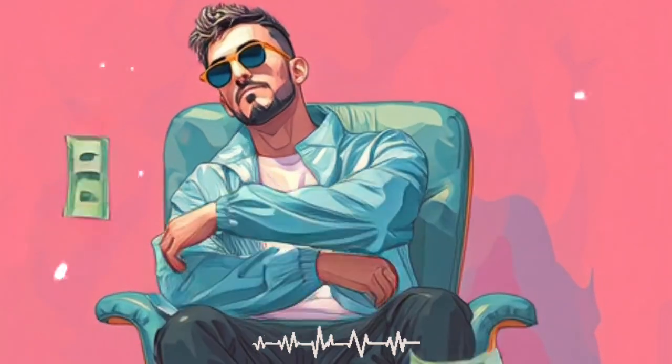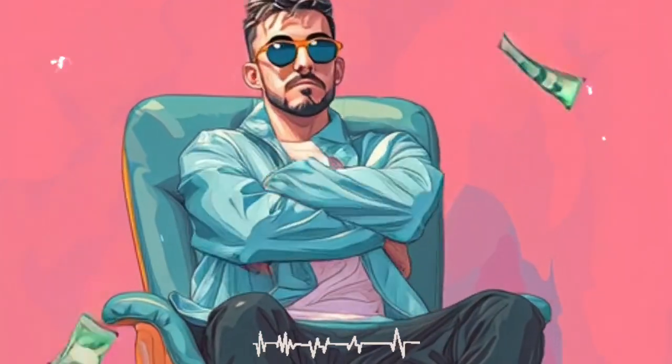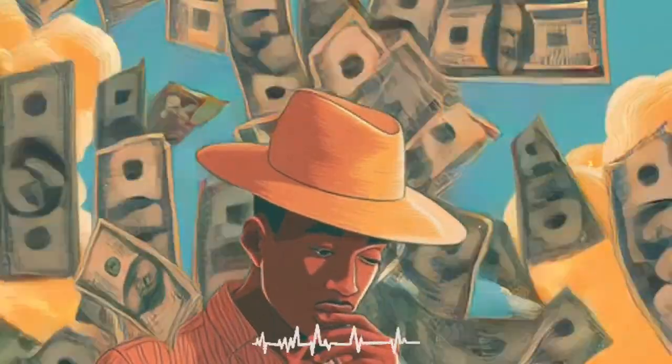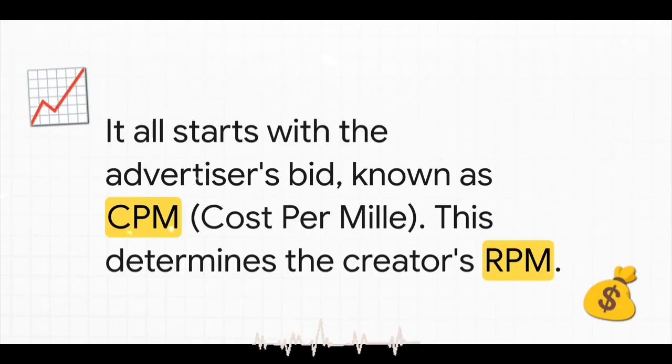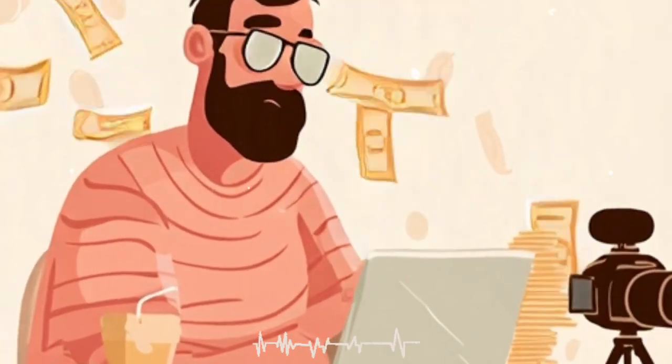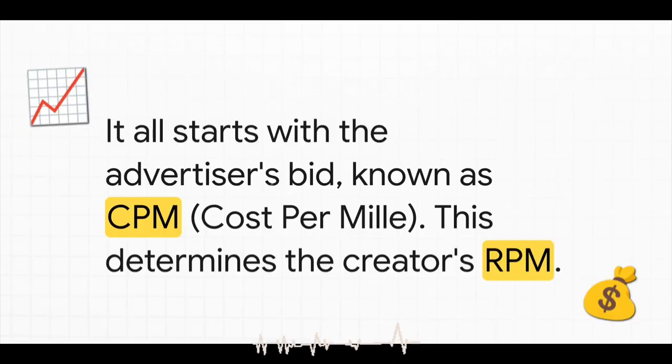Okay, so now that we've got the basics down, we can finally dig into the two main reasons that RPM can swing from just a couple of bucks all the way past 10. It really comes down to two things: where your audience is watching from and what your video is actually about. See, it all begins with what advertisers are willing to pay in the first place. And there's another acronym for that, CPM, or cost per mil. You can think of this as the initial bid in an auction. A high CPM from advertisers is what leads to a high RPM for the creator.